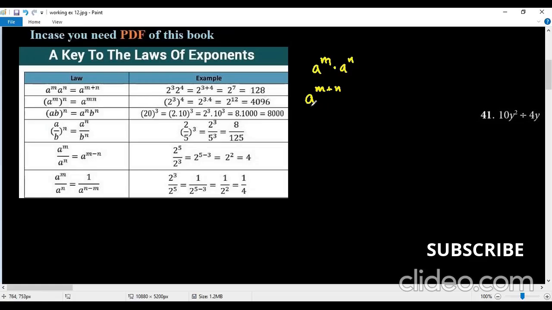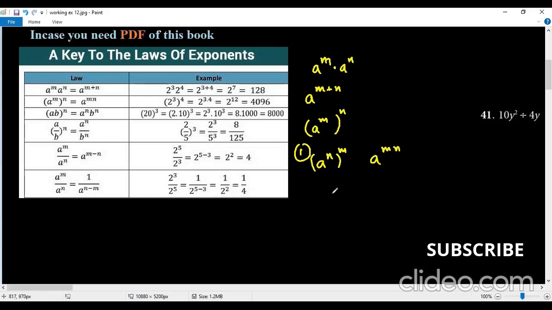Now, when it comes to rule number 2, for example, if you have a value a power m and it is raised to n, that means I can write this as a to the power n m. This way also I can write, this is the first option, or I can write this as a power m n.